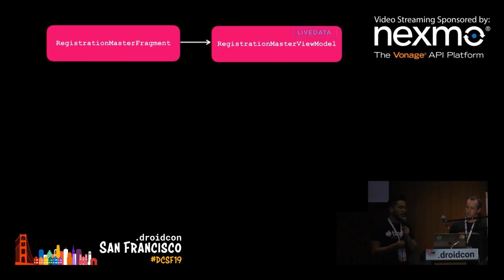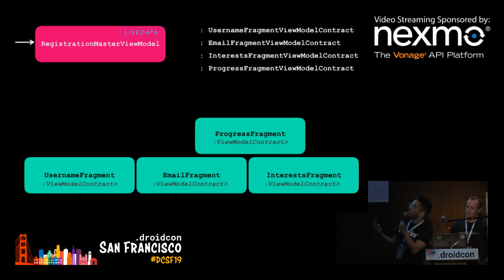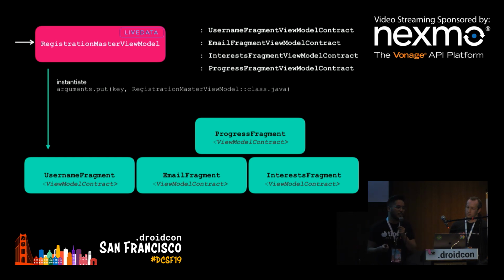Well, what's really cool here is that as long as that view model is implementing those interfaces and those contracts, and as long as when we're instantiating those fragments, we're passing that key and passing that class as an argument for those fragments, they just work. They just plug and play. We have to make no changes for any of those child fragments that want to use the communication from that view model.